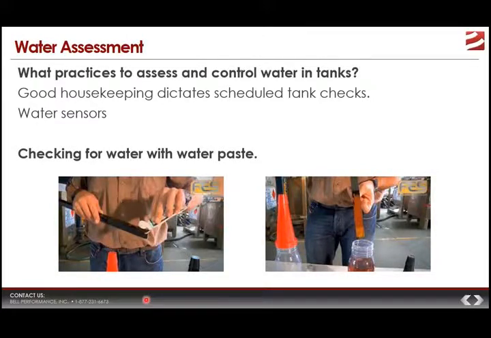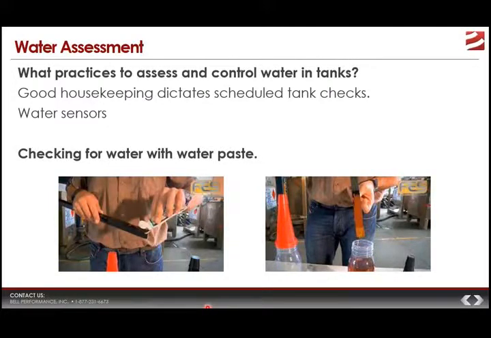Checking for water with water paste is simply you get a tank stick that reaches down to the bottom of the tank. You put water finding paste like Kolor Kut on it. You put it down to the bottom, and everywhere that the water touches, it will change color. You draw it back up, and you can see how deep of a water phase you have in that tank.